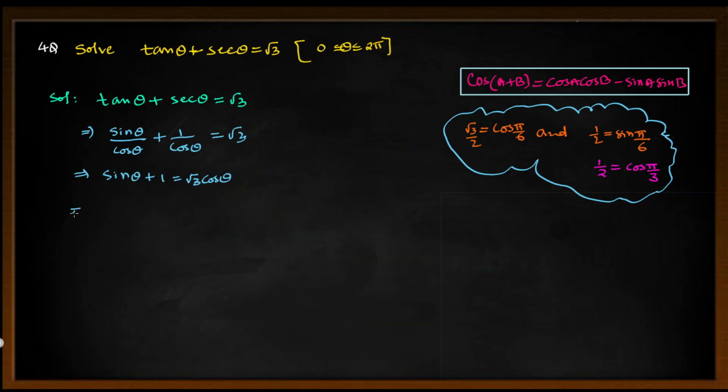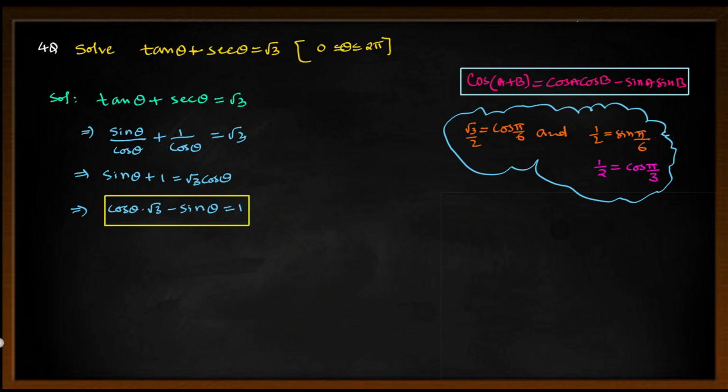So I am writing, starting from cos theta: root 3 cos theta minus sine theta equals 1. Now this is in the form of our first method. What is the first method? a cos theta plus b sin theta equals c, or a sin theta plus b cos theta equals c.